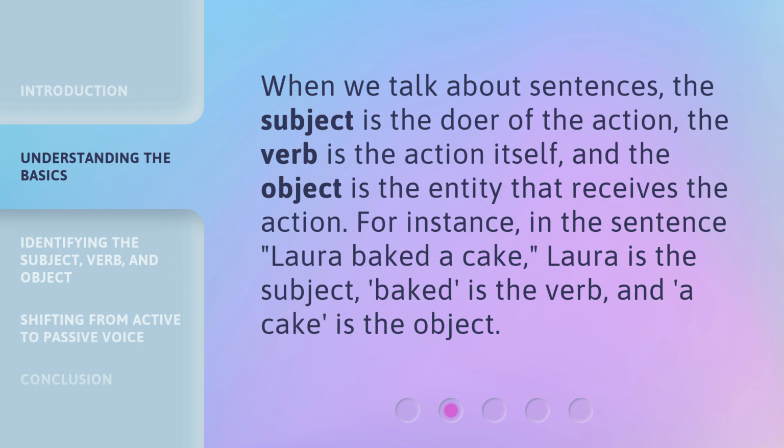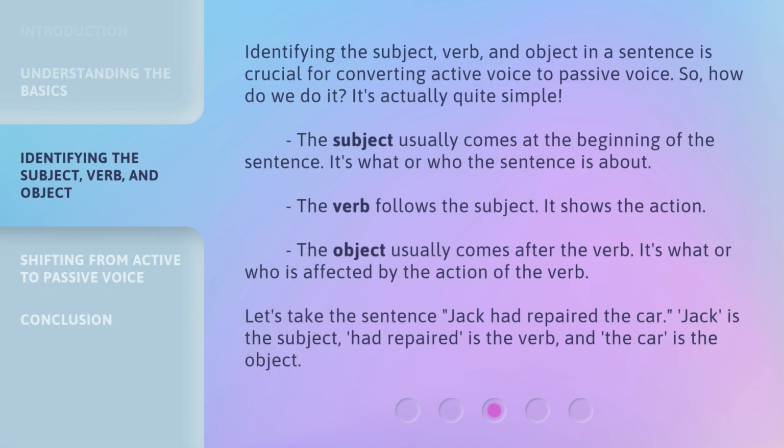When we talk about sentences, the subject is the doer of the action, the verb is the action itself, and the object is the entity that receives the action. For instance, in the sentence, Laura baked a cake, Laura is the subject, baked is the verb, and a cake is the object. Identifying the subject, verb, and object in a sentence is crucial for converting active voice to passive voice.